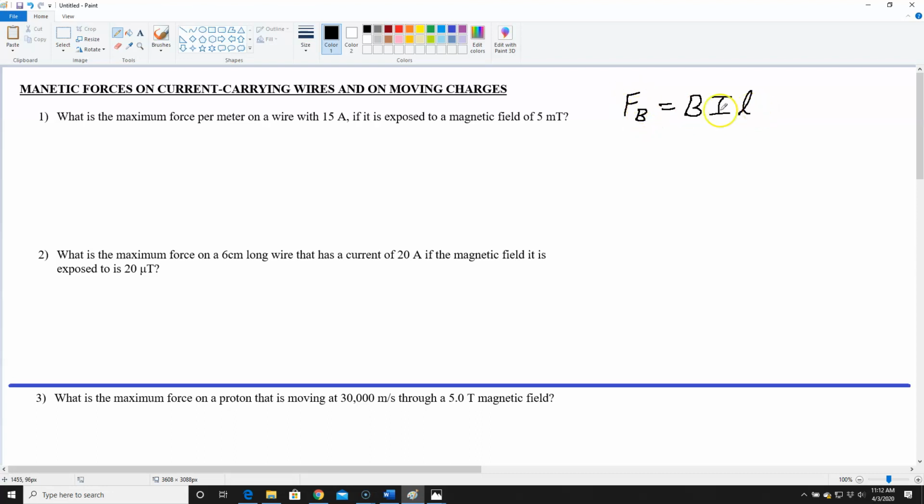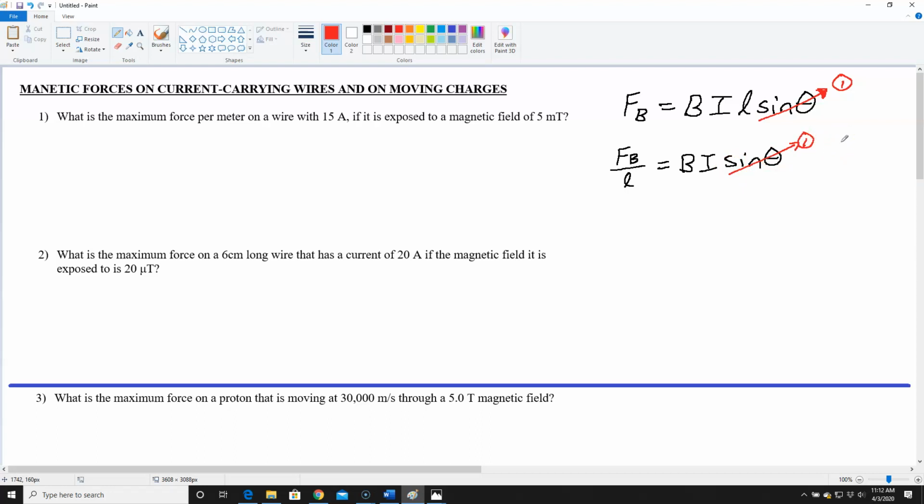F_B, the magnetic force, equals BIL sine theta. We aren't going to worry about the sine theta a whole lot in here. More often than not, it's going to turn into a 1 because it'll be 90 degrees. The other thing worth noting is we'll often be concerned about what is known as force per meter, or F over L equals BI sine theta. Again, that's sine theta going to 1.